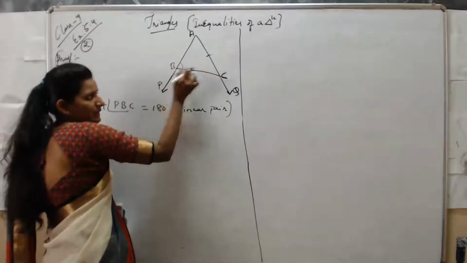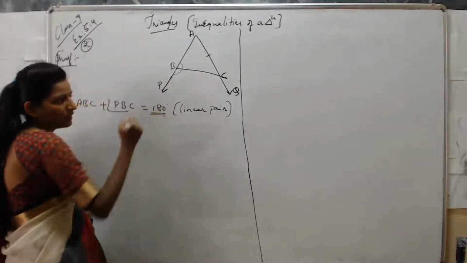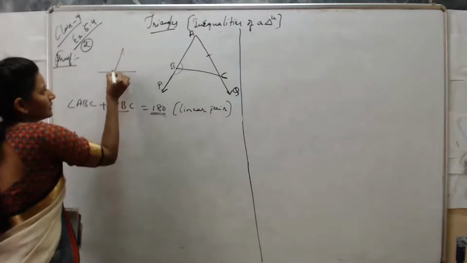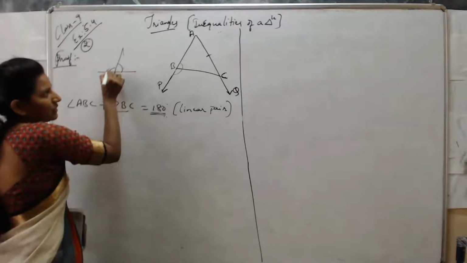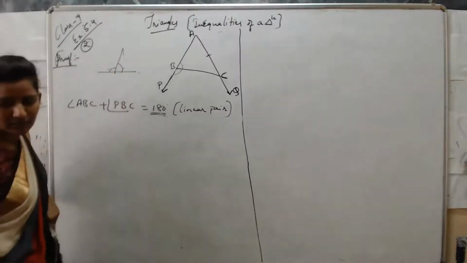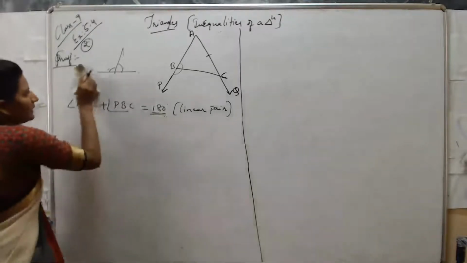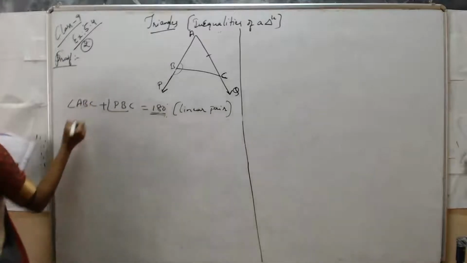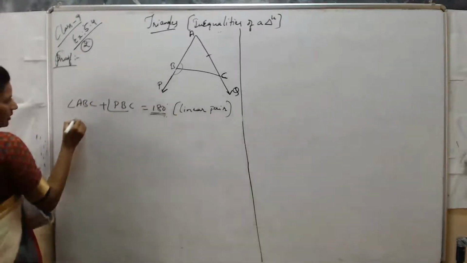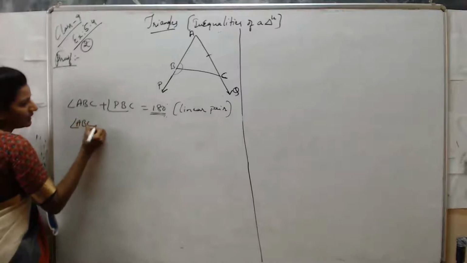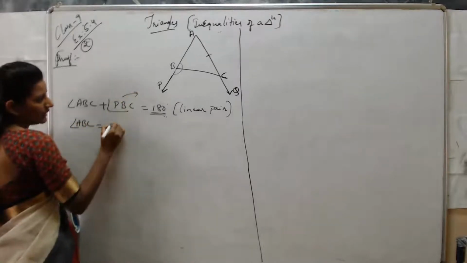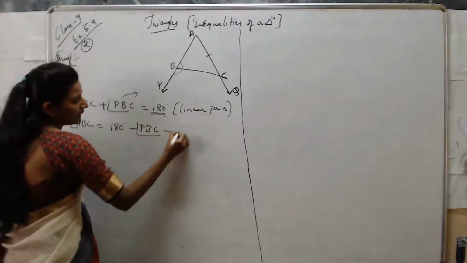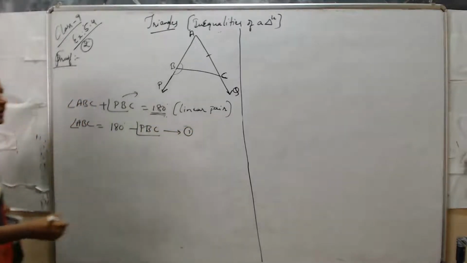ABC plus PBC is equal to what? 180 degree. Linear pair means what? See here, this angle plus this angle is equal to how much? Straight line, 180 degree. Angle ABC plus PBC is equal to 180 degree. This can also be written as angle ABC is equal to, taking this to the right side, 180 minus PBC. Take this equation as 1.